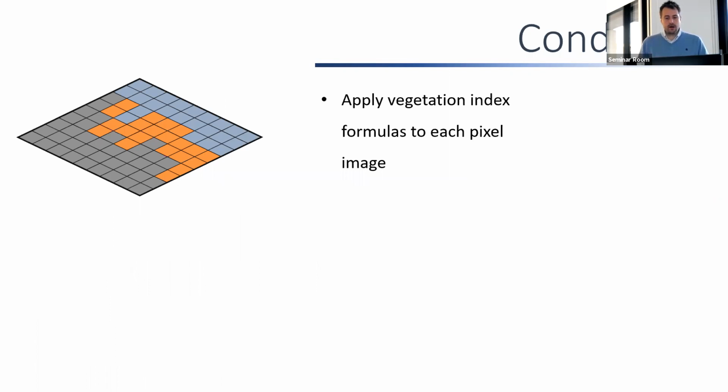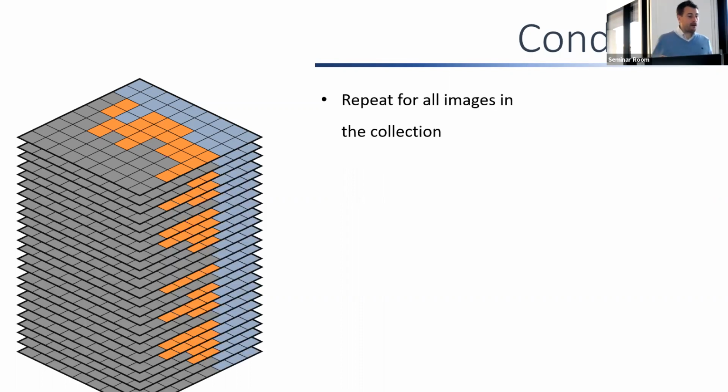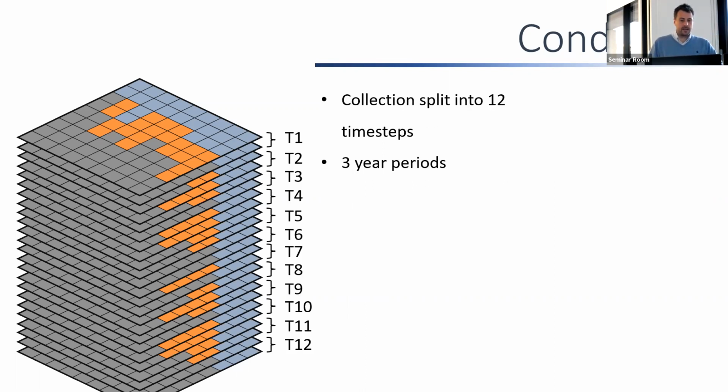So how do we do this? Well, again, this is all done in Google Earth Engine, and we would not really be able to do this without large-scale computing structures, but I can basically do this from my laptop. We apply a vegetation index to each pixel of each image. We then repeat that for all the images in the collection, and as we've shown from Nick's work, there are at least hundreds of thousands of these images over the time period, and then split them into 3 yearly periods, so from T1 to T12.